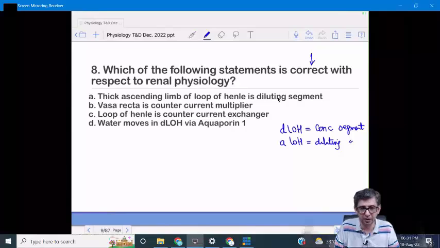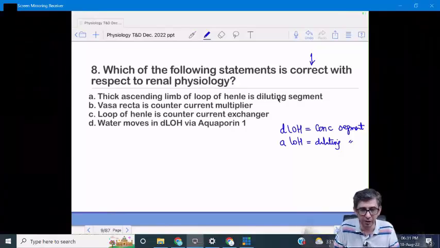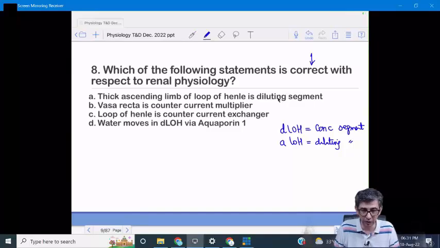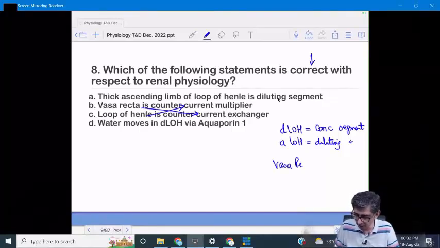Vasa recta is the counter current multiplier and loop of Henle is the counter current exchanger. Now the issue in options B and C is that the data is switched. Vasa recta, that's the blood vessels. No? Vasa recta is the blood vessel. That is the exchanger actually. And loop of Henle is the counter current multiplier. So the data is inverted, and I'll write the correct data here so that we can retain that as long-term memory. Vasa recta is actually a network of blood vessels.